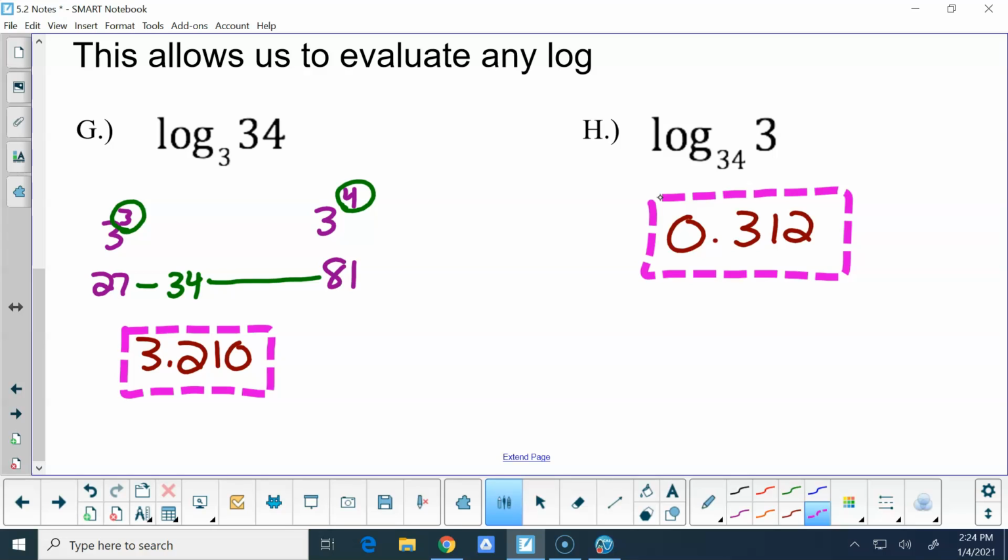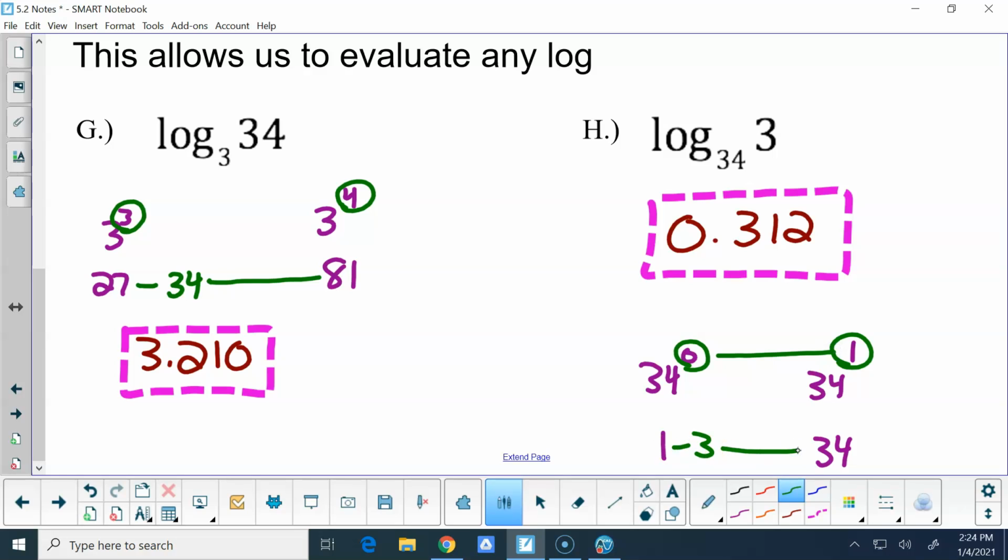Because again, if you think about it, 34 to the 0 power is 1. 34 to the first power is 34. 3 is in between there, closer to 0 than it is to 1. So that's why we're going to go with 0.312.